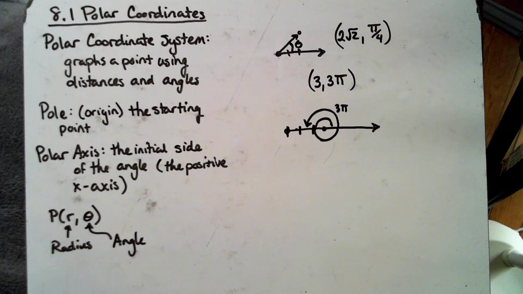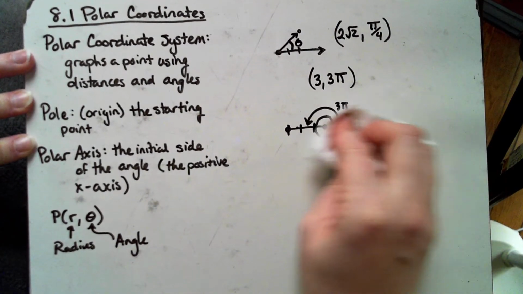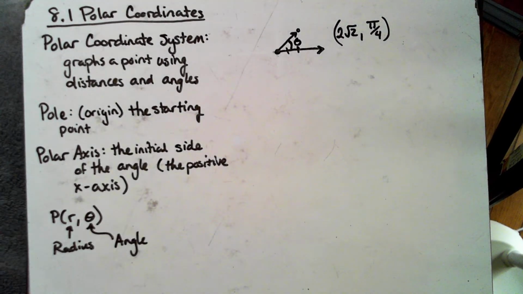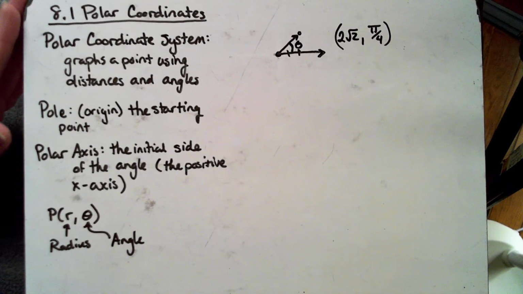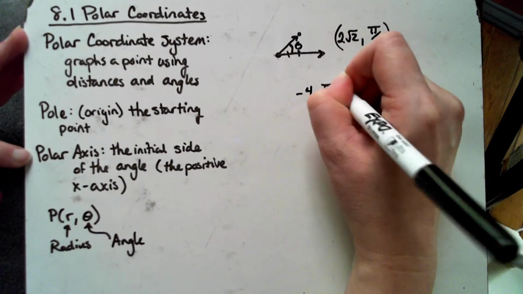Okay. Now, the other special case, so if I don't have an angle that's more than 2 pi, the other thing that could be special is the r may be negative. So let's talk about what that does. So maybe I have the point (-4, pi over 4).